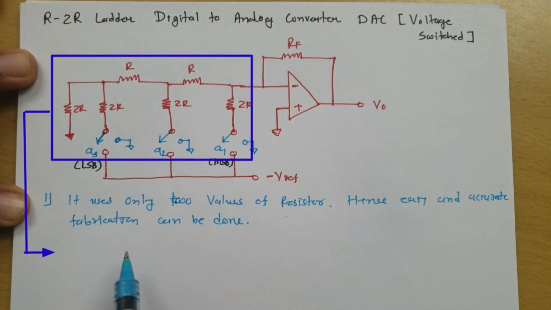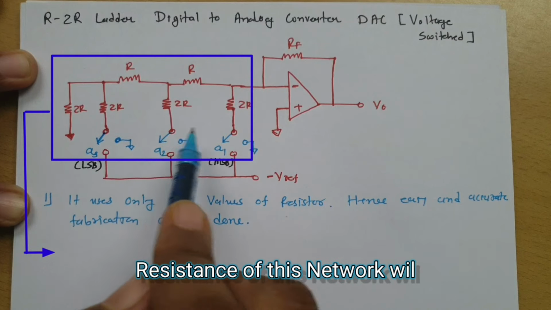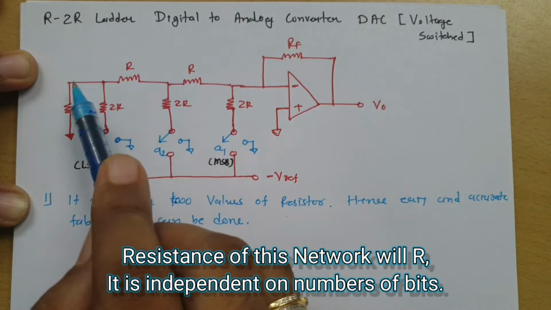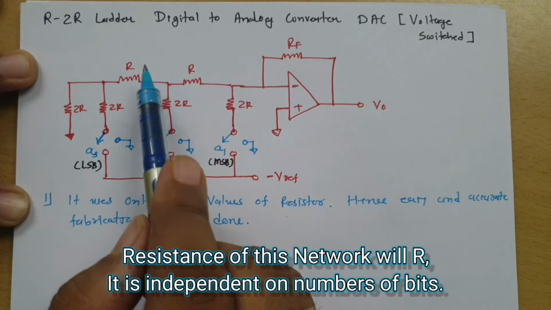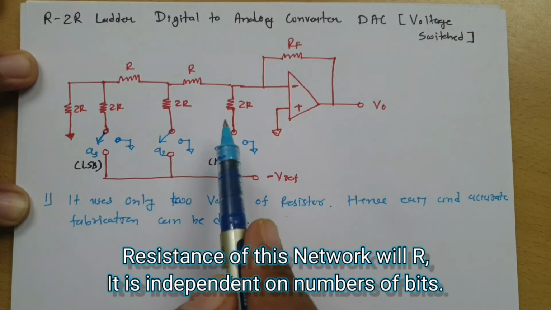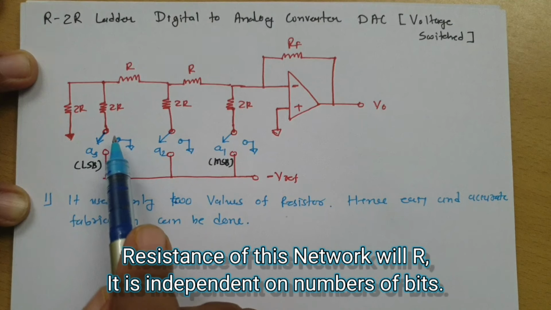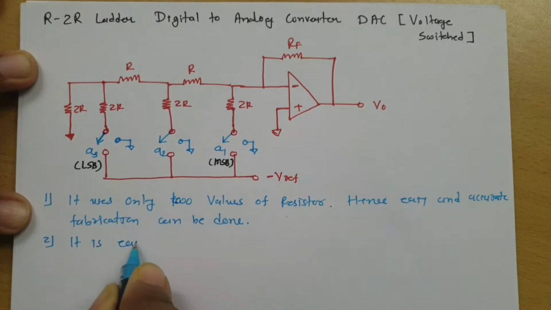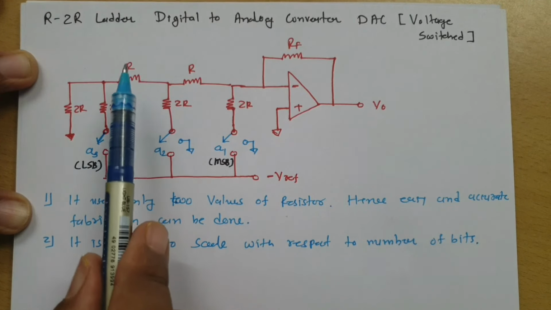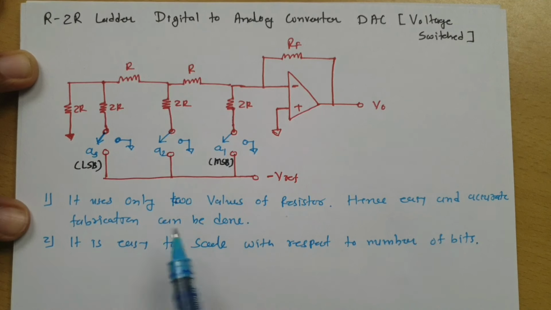Now in the second point, we need to understand this network, where you will find that even though you have many bits, the resistance of this entire network will remain the same, right? And you'll find that the resistance will be R. So we can easily scale the number of bits over here without managing many resistors, as we have seen for the binary weighted resistor. So easier scaling is possible even though more bits are there. If you want to increase the number of bits, all you need to do is connect one more series resistor and one more parallel resistor as it is there over here, right? So we can easily scale this network with respect to the number of bits.